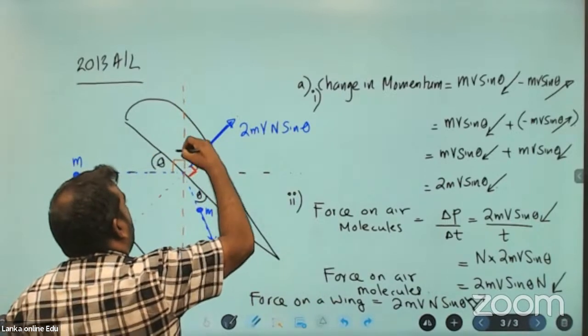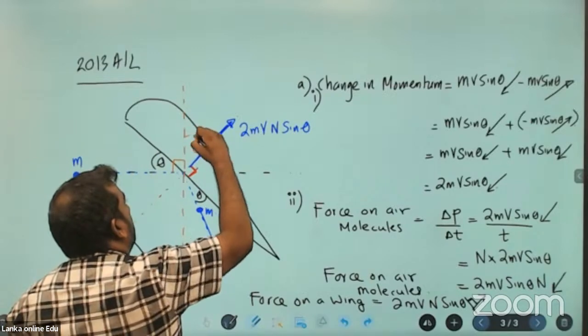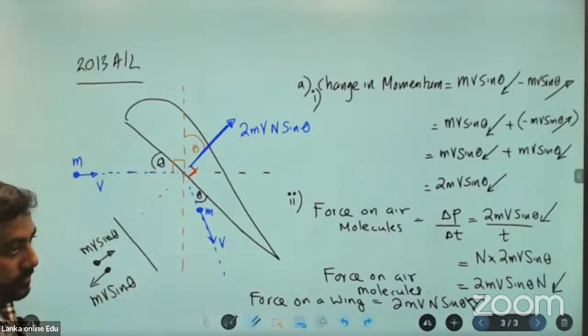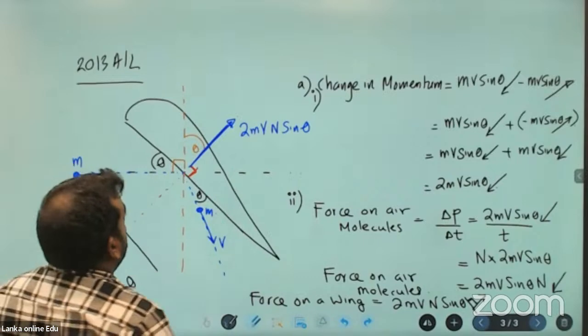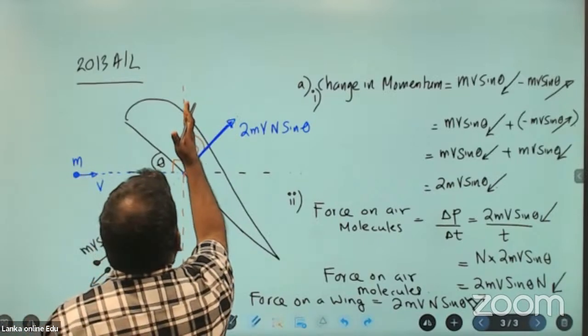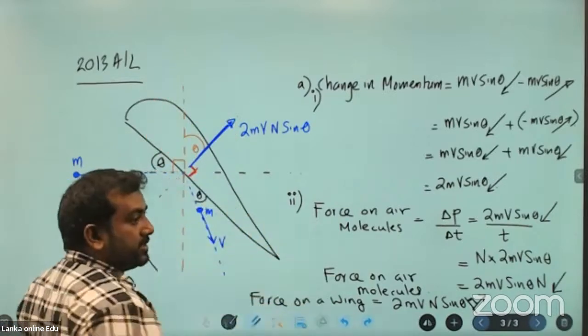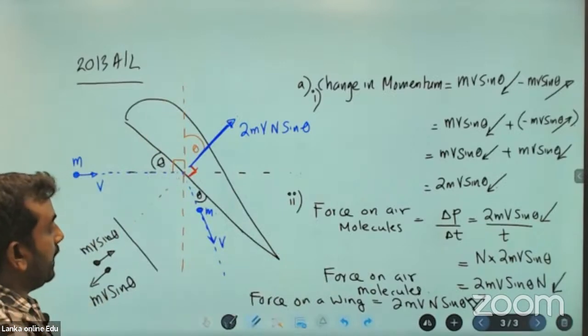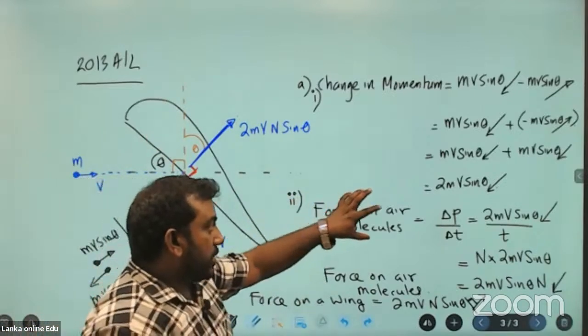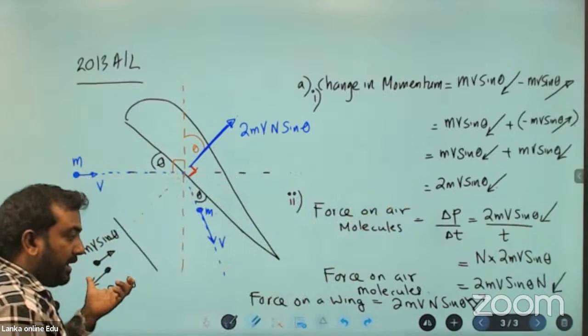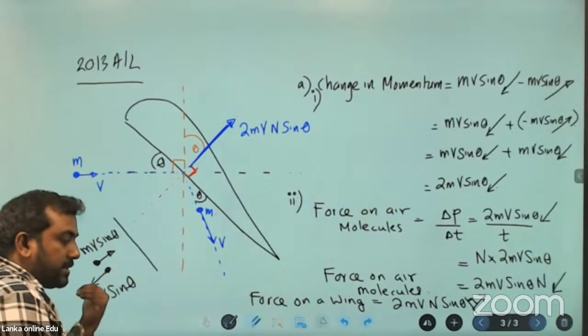Horizontal, vertical 90. This is 90 minus theta. Therefore, theta here. Don't forget. If I find the vertical lift force, it is 2mvn sin theta cos theta in that direction. That's your vertical lift. You can see this force on air molecules, because you're finding the momentum change on air molecules, is in that direction.